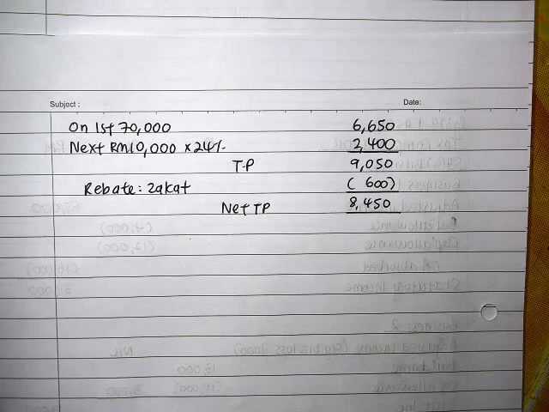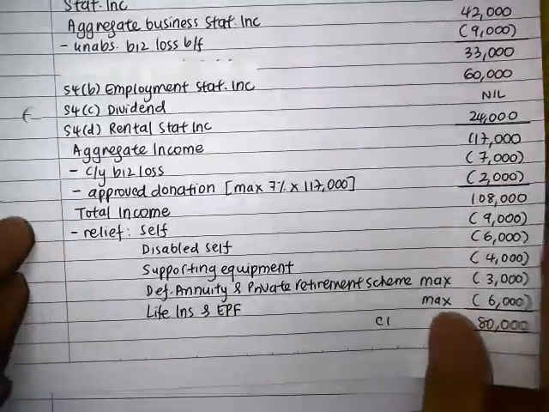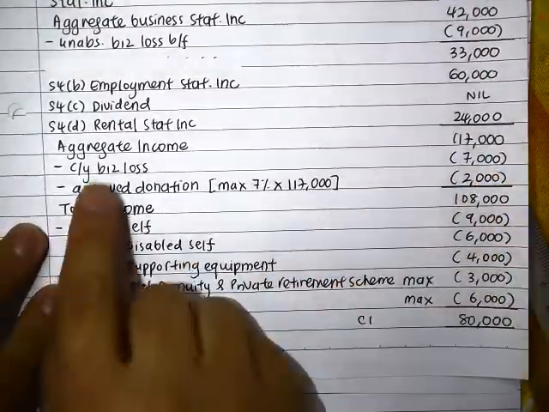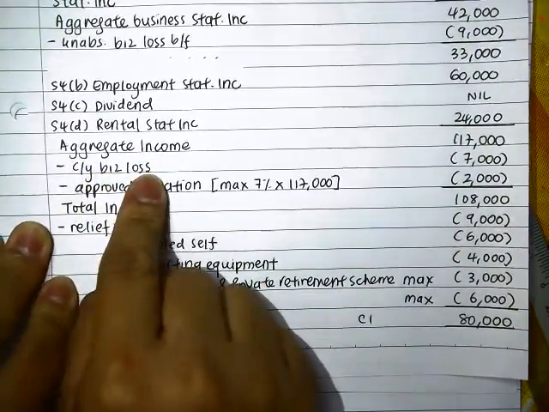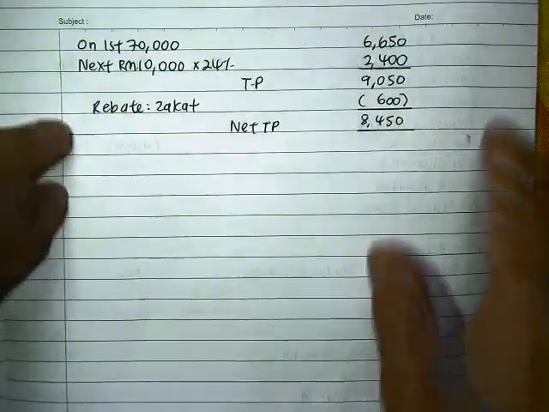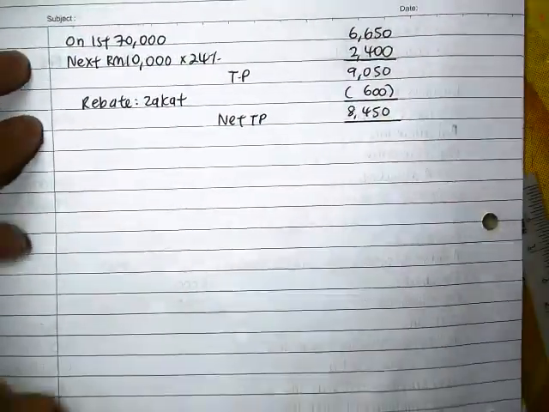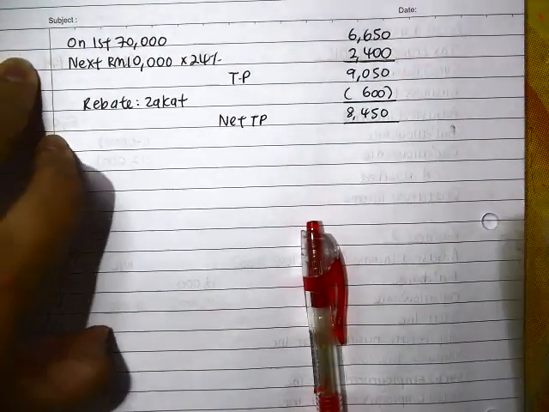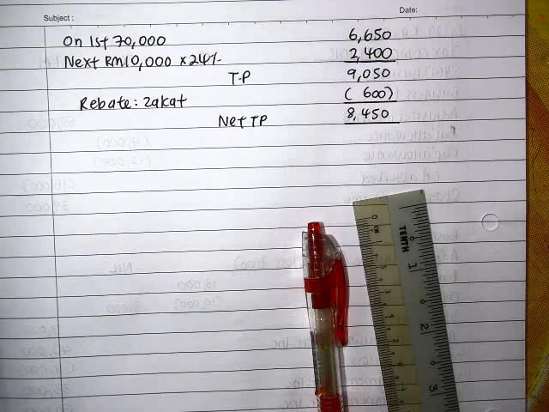Now, we said that we give you a deduction for donation after your aggregate, after the loss. That's a donation. But what falls into approved donation that you can claim? That's where you must look at the law under section 44. There's a lot of them, okay? So I'll bring you to the law again.